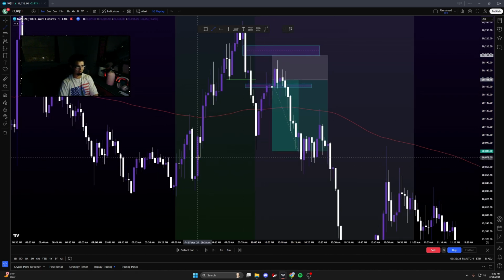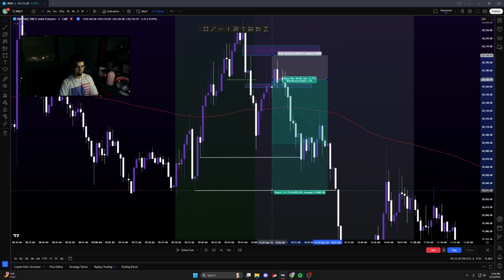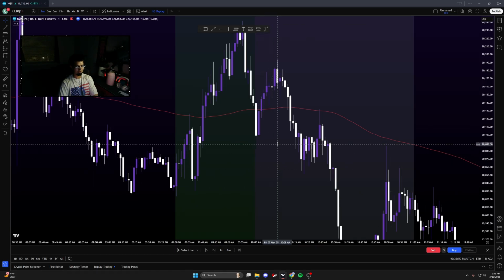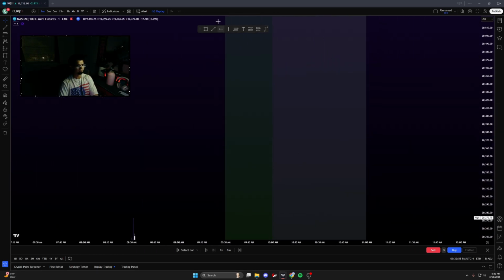Because why? Price hunts out liquidity. I don't know how many times I need to say that. That's all price does, is it hunts out liquidity to fill the imbalance, right? So you can either target a 3R or target almost a 5R. That's all a break of structure is. It's just a shift in market price action.